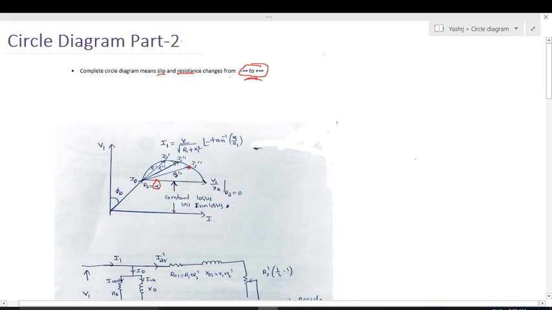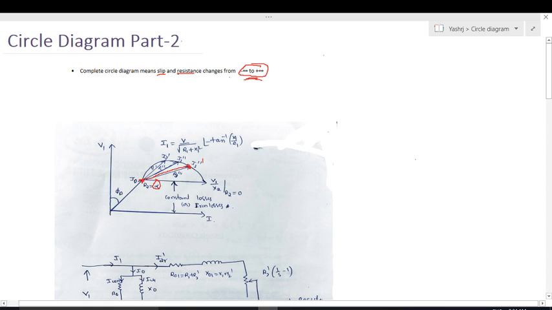Yesterday in the last class I discussed this I naught from the no load test, and this IBR from the blocked rotor test. Under load conditions these are the different values, I2 dash, I2 double dash. These are the currents at different loads: full load, 1 by 2 full load, 1 by 3 full load, and 3 by 4 full load.